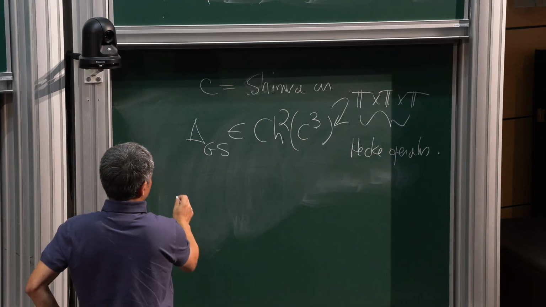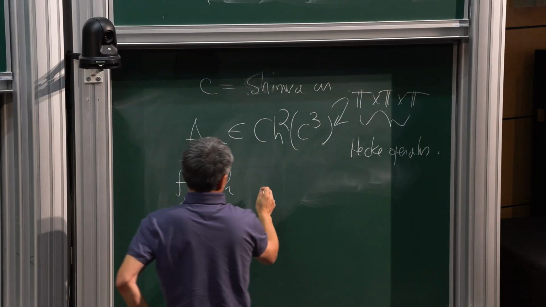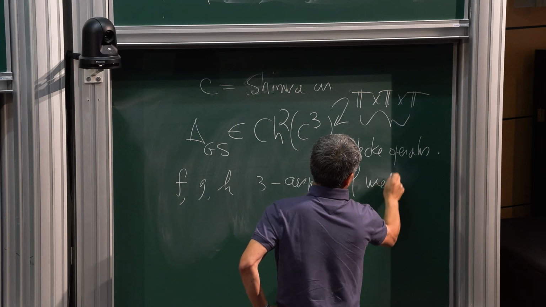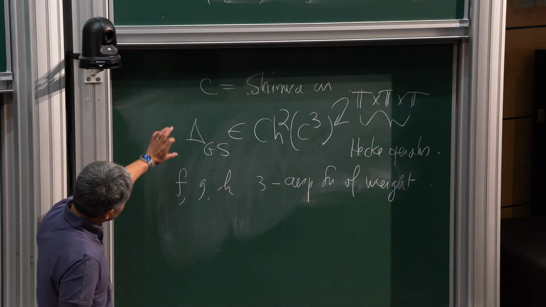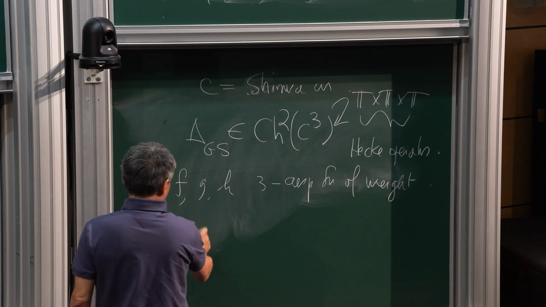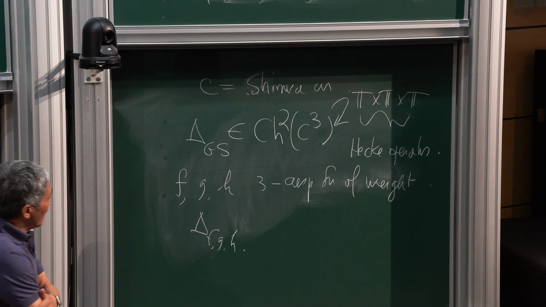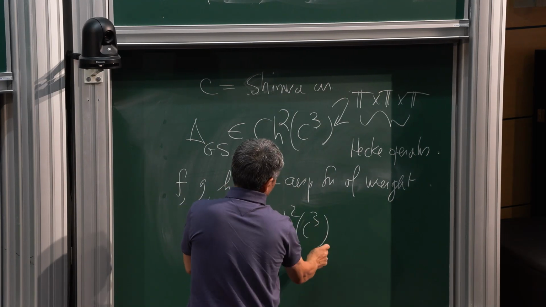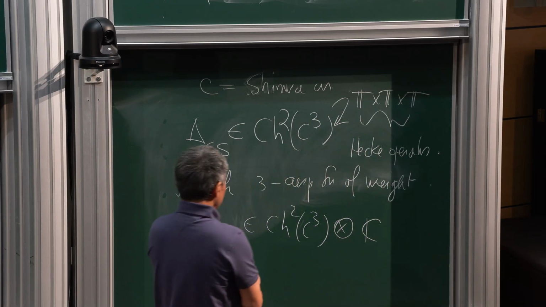Okay. So suppose you have three modular forms f, g, h, three cusp forms. Then you can use Hecke operators to cut the space according to the coefficients of the three forms. So you're going to get Δ_GS (f,g,h), which is still a cycle, inside CH2 of C3 over some coefficients, over C for example.